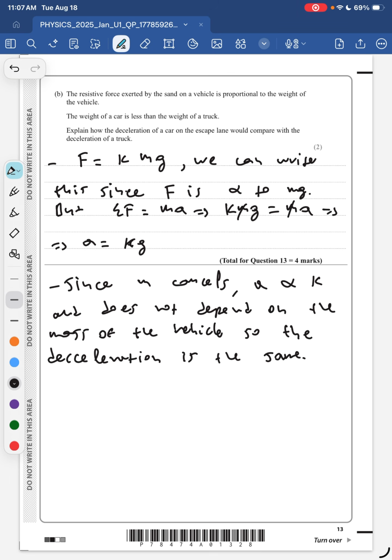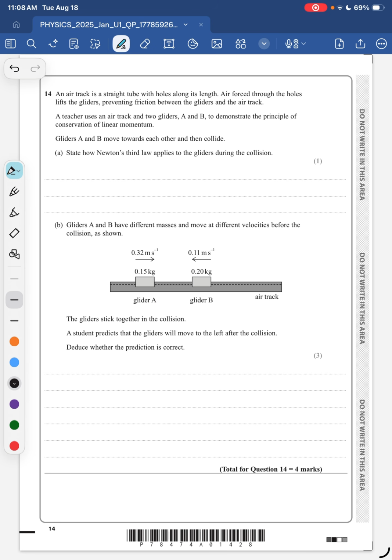Okay, moving on. Question 14. An air track is a straight tube with holes along its length. Air forced through the holes lifts the gliders, preventing friction between the gliders and the air track. A teacher uses an air track and two gliders A and B to demonstrate the principle of conservation of linear momentum. Gliders A and B move towards each other and then collide. Question A, state how Newton's third law applies to the gliders during the collision.